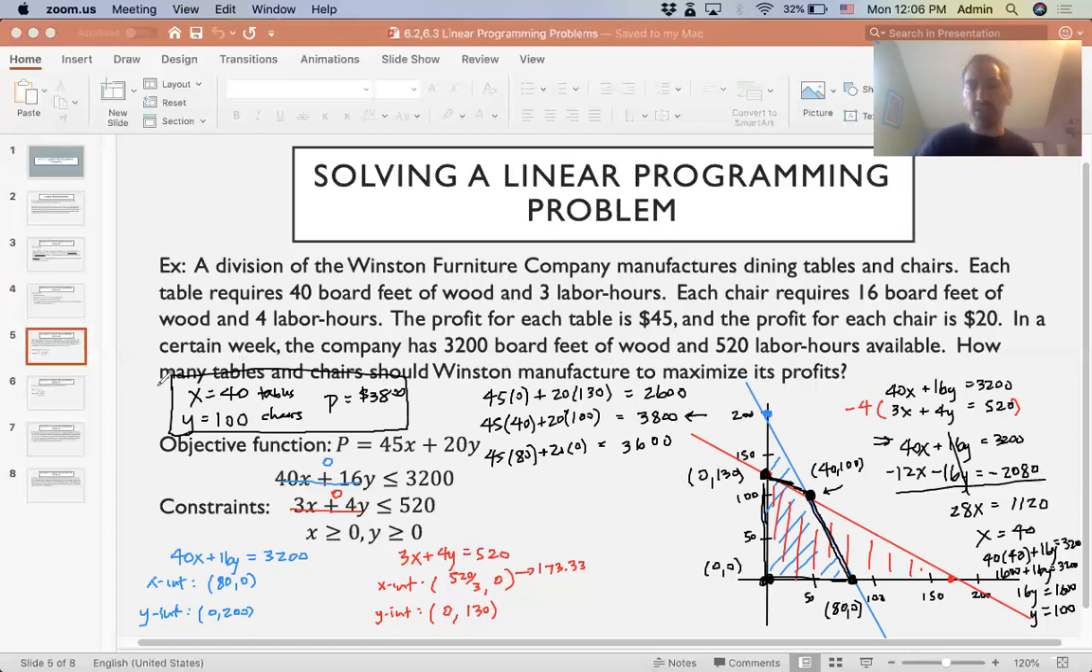We'll see additional examples, but this is the method of corners. We graph the linear inequalities, we find the corner points, we plug the corner points into the objective function, and then we find whichever one maximizes or minimizes, depending on the problem, to find our solution.